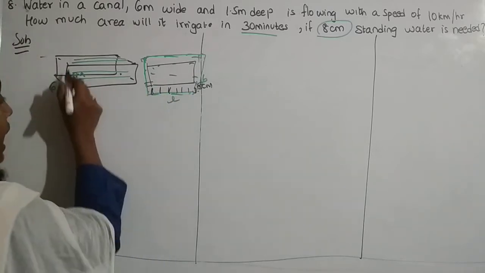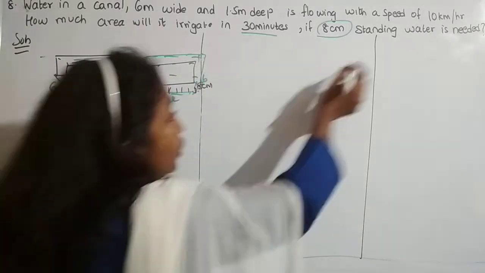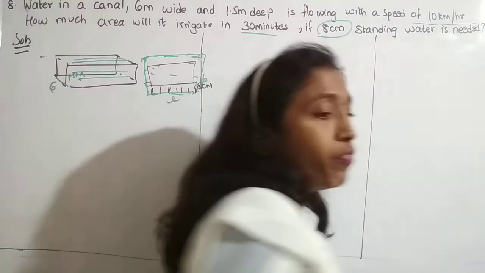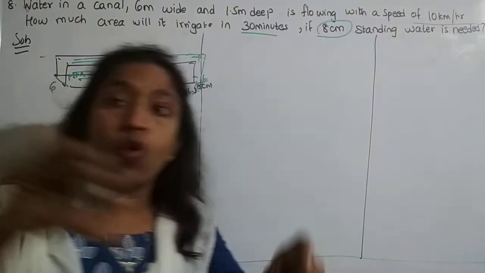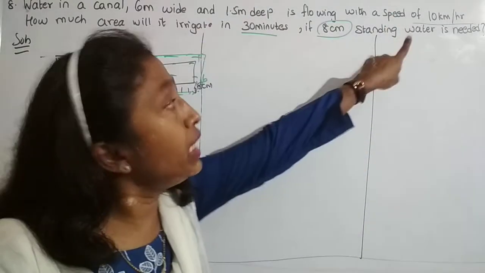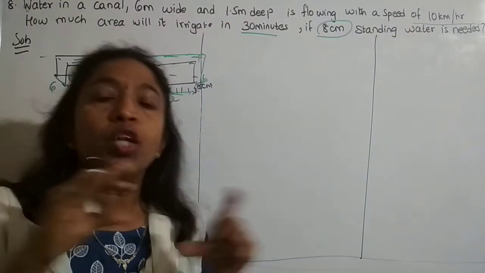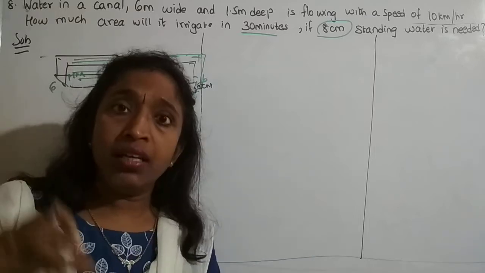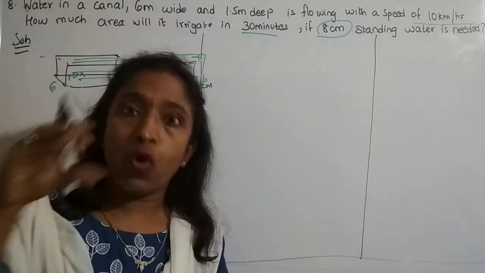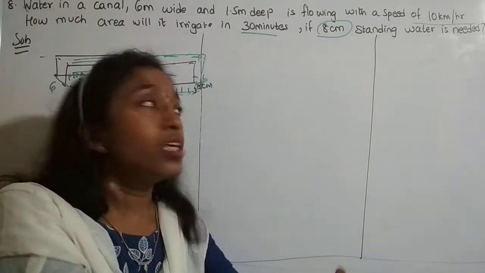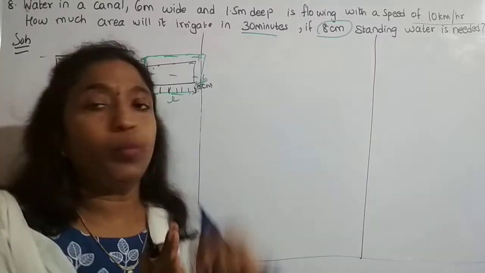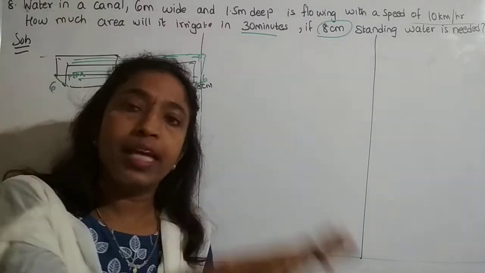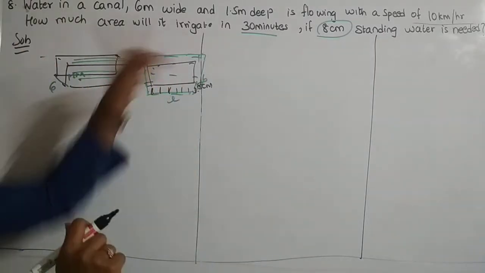Now here B and H are given. Here we need to analyze the length of the flow of water. Speed is given as 10 km per hour. It is nothing but the length of the flow of water in 1 hour, given as 10 kilometer. In 1 hour the flow of water is 10 kilometer. We have to find out.